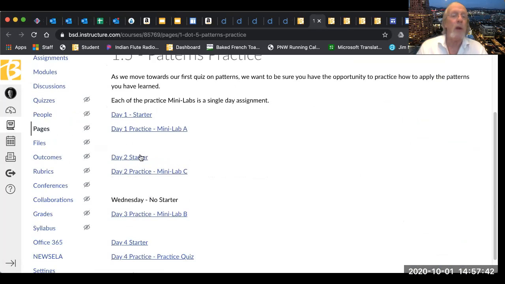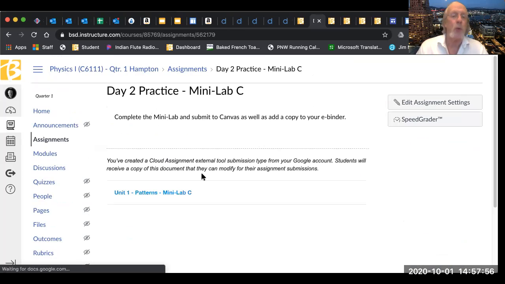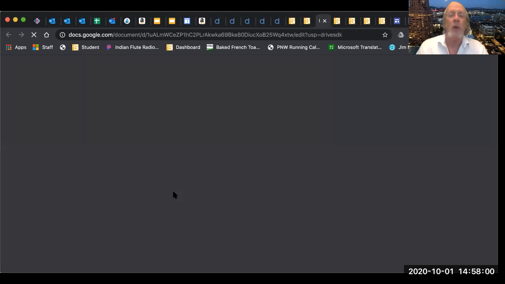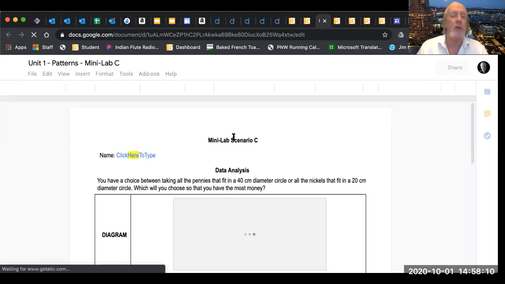And the last couple of days, we have been working on Mini Lab C and B. So I'm going to start on Mini Lab C. And this links you over to a Google Doc that walks you through a practice exercise with one of our patterns. And the good thing about this is that it uses Desmos. And Desmos is kind of our go-to for this year in physics.